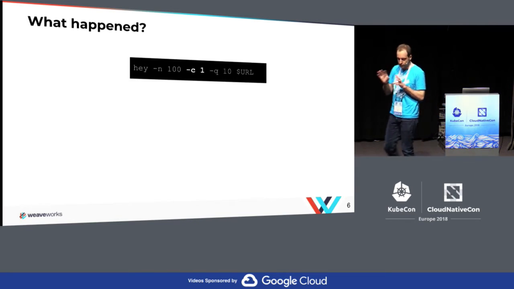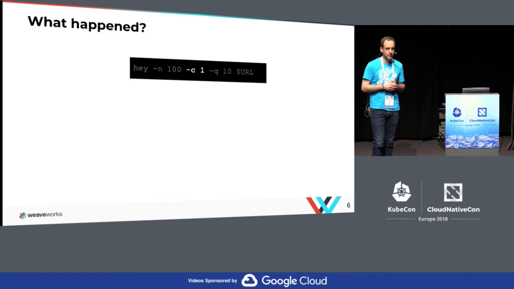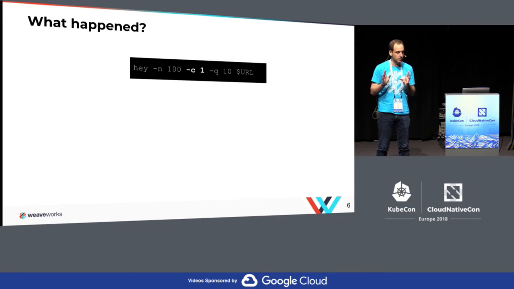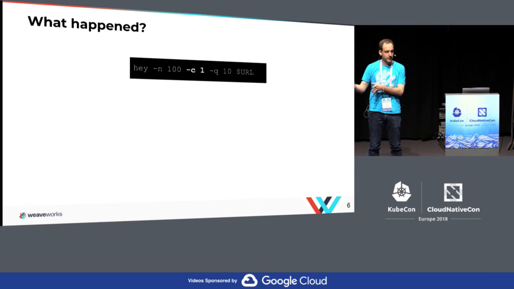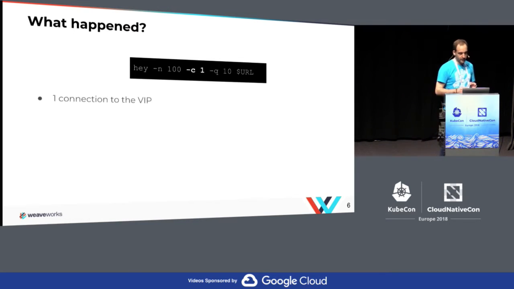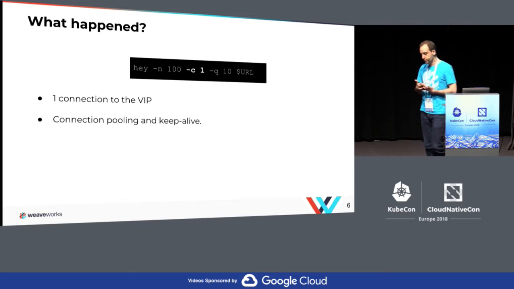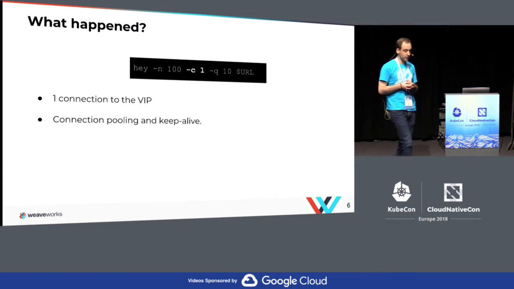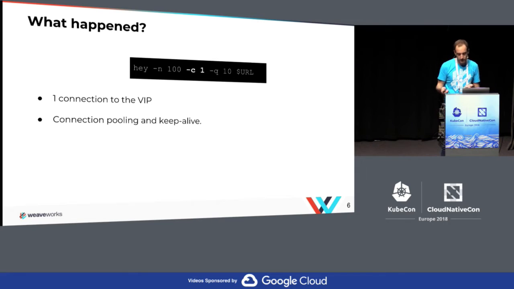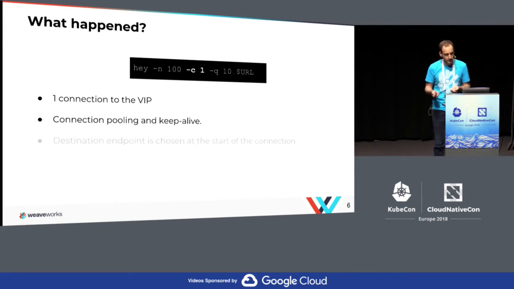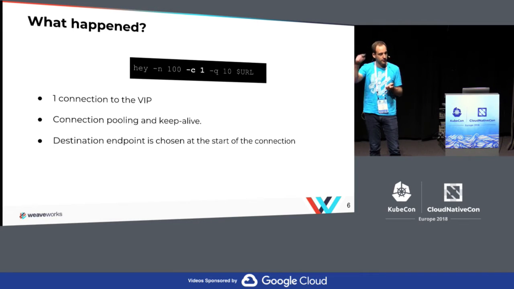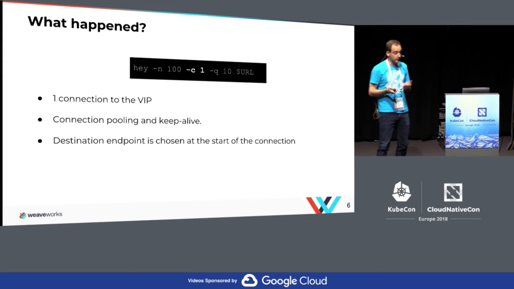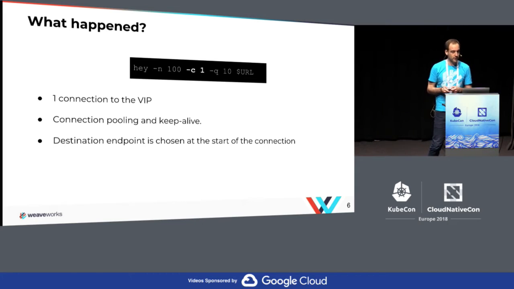What really happened here is there was a bit of a trick. I told the client doing the requests to only use one goroutine, one thread, if you want. And also, the request rate was low enough that the service had time to answer between the next requests. So what really happened is we only had one connection between the client and the service VIP. And because HTTP 1 clients do connection pooling and use keep-alive to not have to reconnect every time, we really had one connection for the whole 100 requests. And the way DNAT works, it only looks at the first packet of a connection to decide which endpoint it's going to rewrite the VIP address to. That means the whole 100 requests were sent using the same connection and all ended up in the same endpoint.